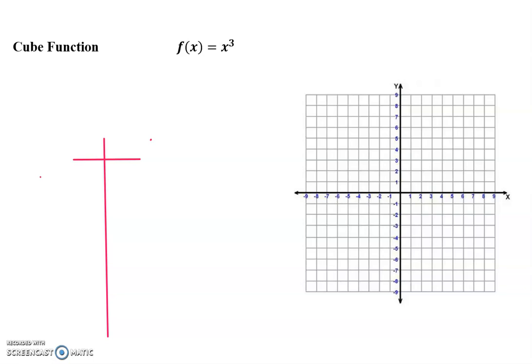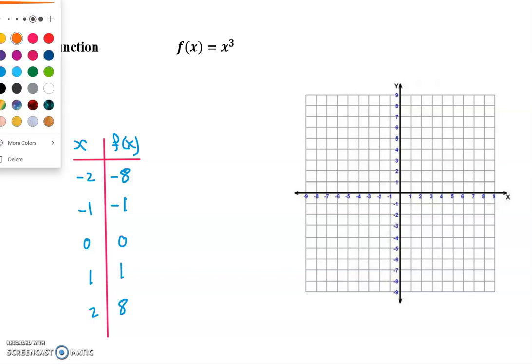And then I'm taking some values of x and f(x). Okay, and now let's say -2, -1, 0, 1, 2. -2 cubed is -8. -1 cubed is -1. 0 cubed is 0, 1 cubed is 1, 2 cubed is 8. And now it's time to plug.